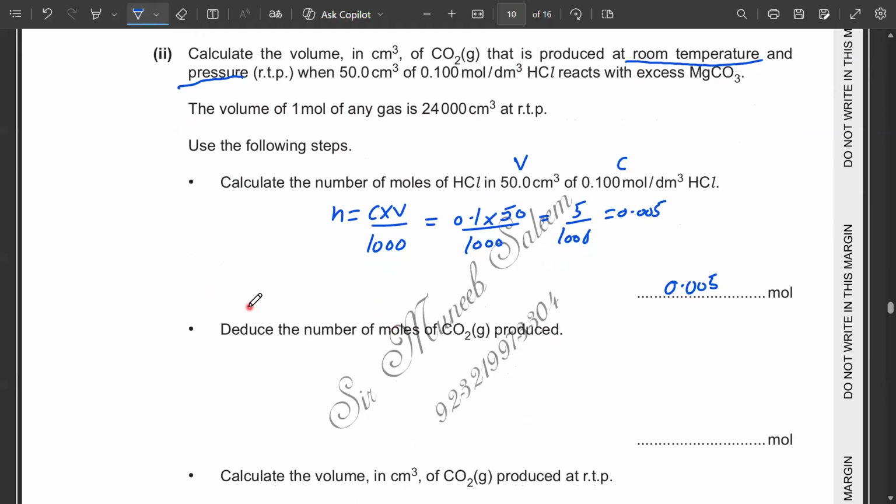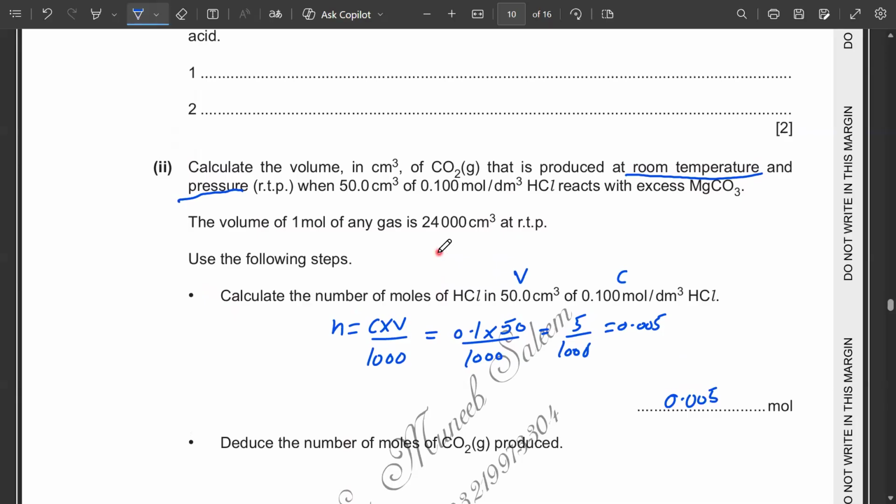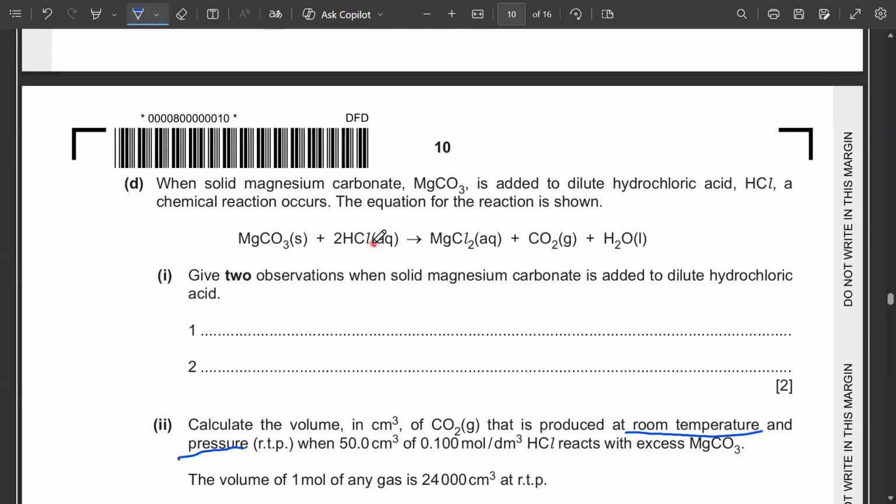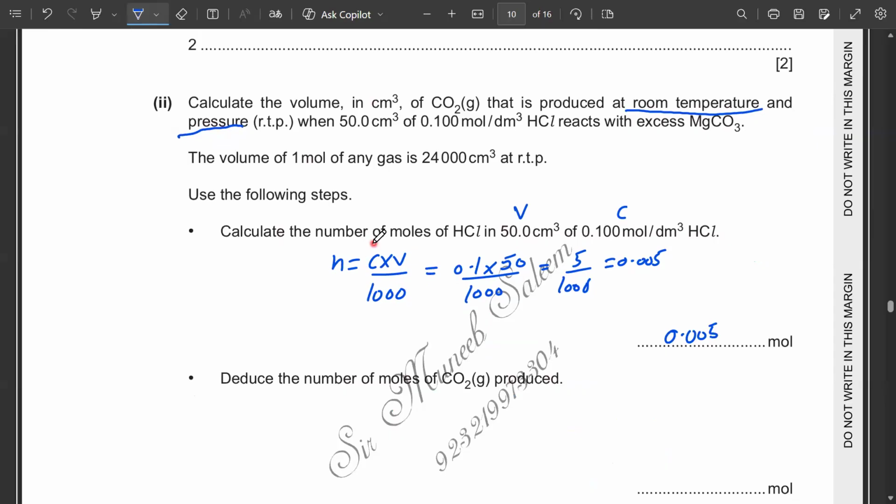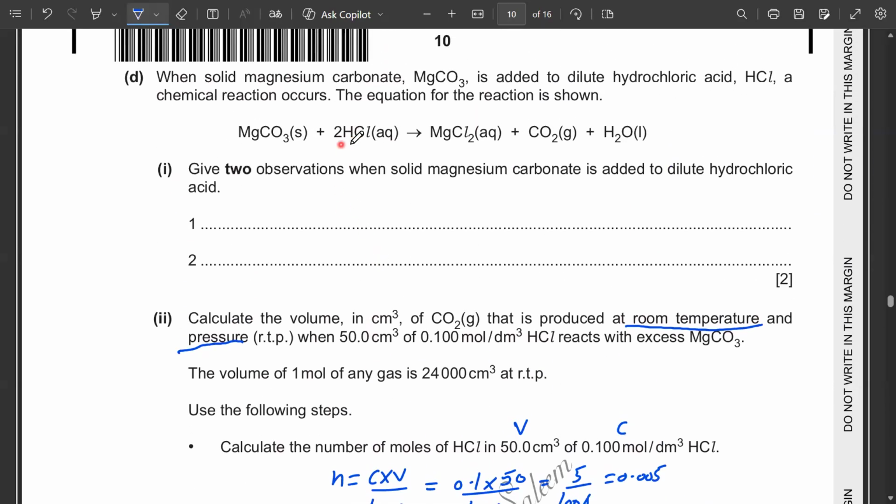Then next point, find the number of moles of carbon dioxide gas produced. For this purpose, you have to look at the chemical equation. According to the chemical equation, we have just calculated the number of moles of the HCl, which means you can use a ratio method to find the moles of the carbon dioxide. So HCl ratio carbon dioxide. If there are 2 moles of HCl, there is 1 mole of carbon dioxide according to the balanced equation or according to the stoichiometry value.